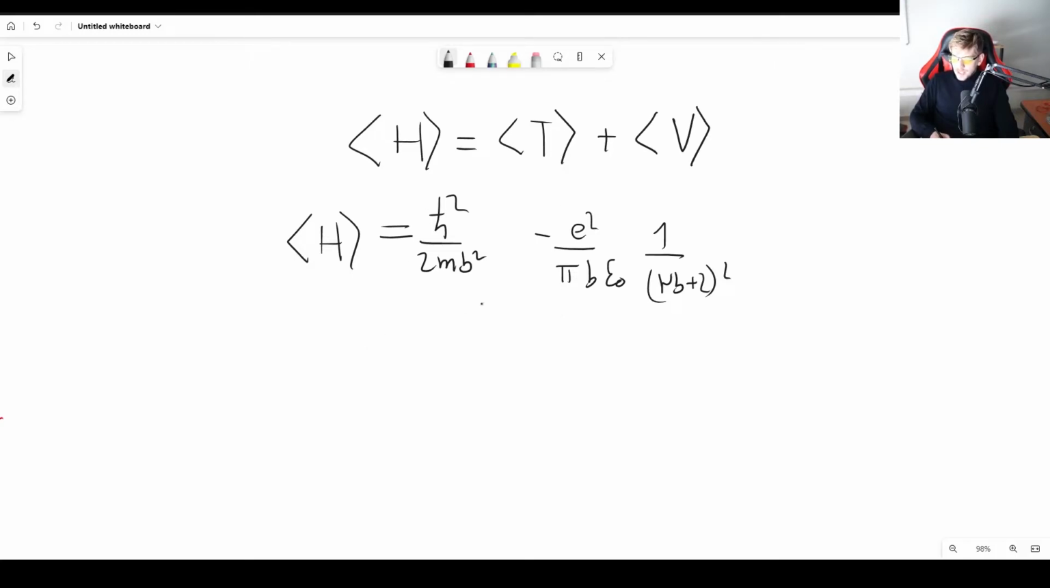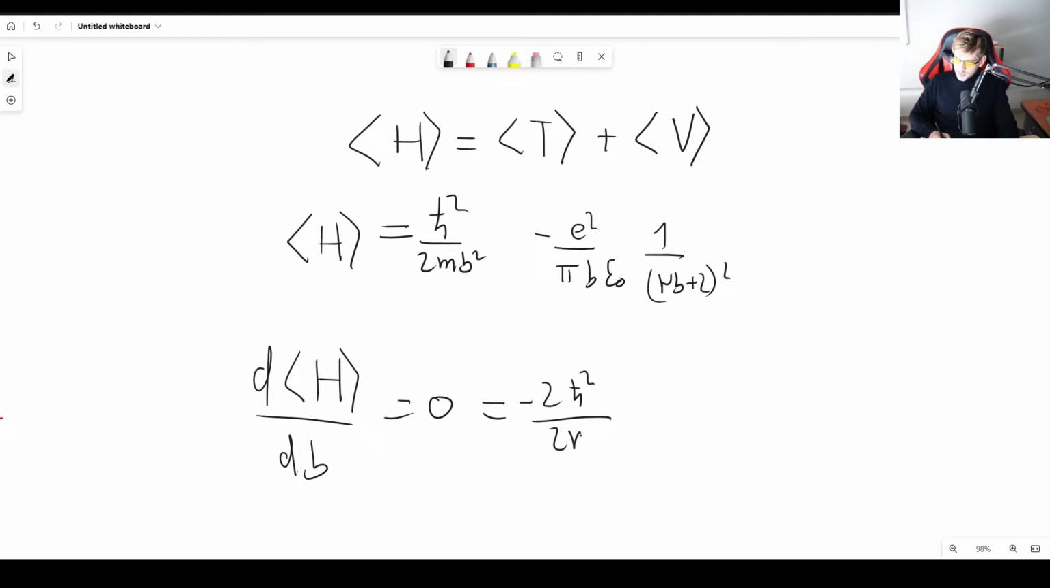But we want to minimize this. We want to find the least possible value for the energy of the ground state. So we have to now take the derivative of this with respect to b and set it equal to 0. So for this first part, we have b to the minus 2, so we get minus 2 h bar squared divided by 2m, and now it is b cubed. So the 2's cancel out.